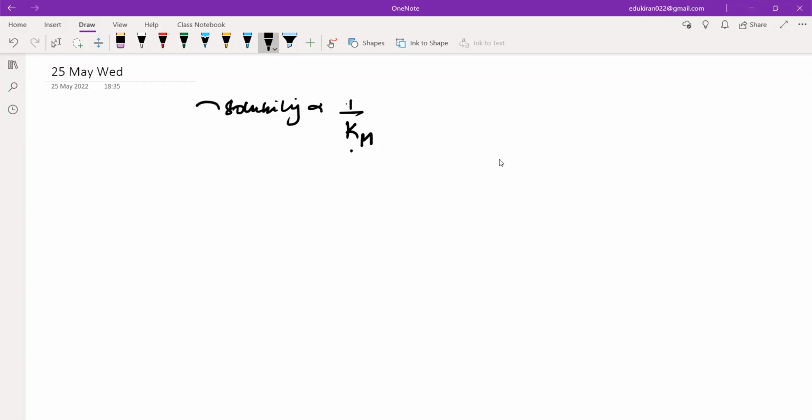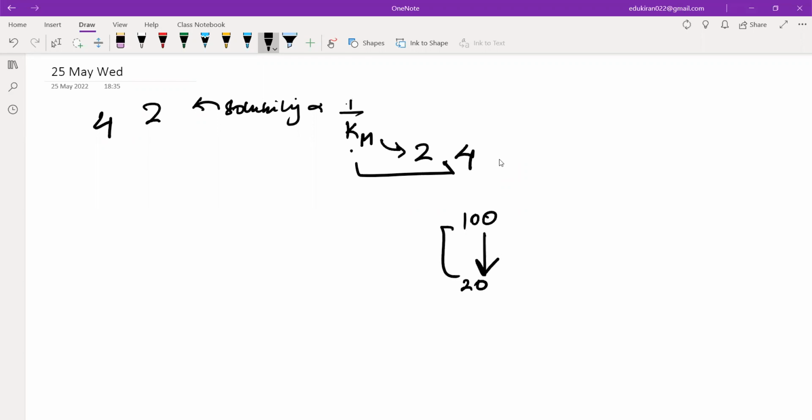For example, if I want to increase the solubility 2 times, I have to decrease KH 2 times. But if I want to increase the solubility 4 times, then in this case, I have to decrease KH 4 times. That means there will be a greater difference. But the value itself will be lesser. If I compare these two things, let us compare 100 and let us compare 20, right? So the difference is greater, but the value itself is lower. You understand this point, yes or no? Yes. Okay, fine.